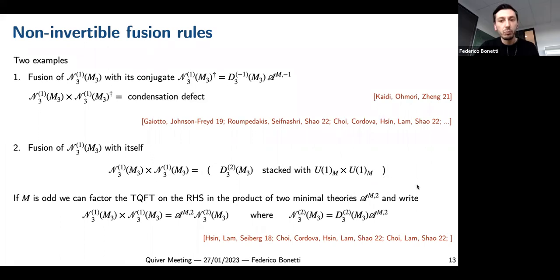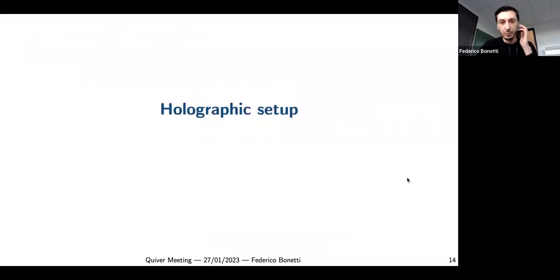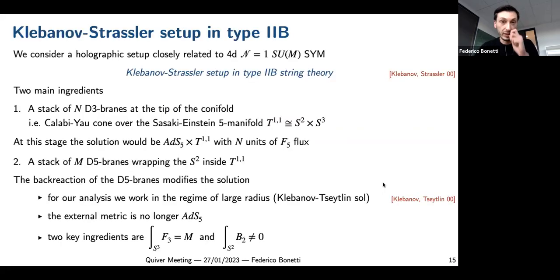Okay. I think that was all I wanted to review from the purely field theory side of the story. And now we can consider the string side. What kind of stringy setup are we looking at? So it's Type IIB, and it's the Klebanov-Strassler setup. So a brief reminder of the ingredients we are dealing with.